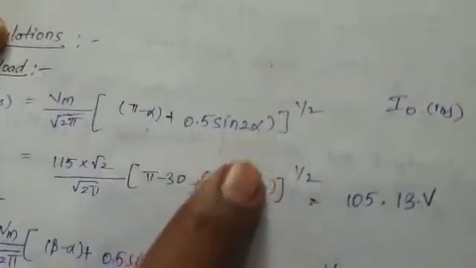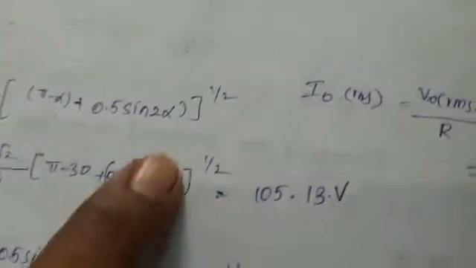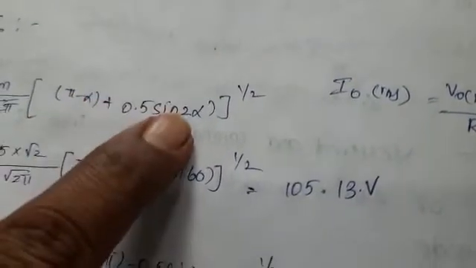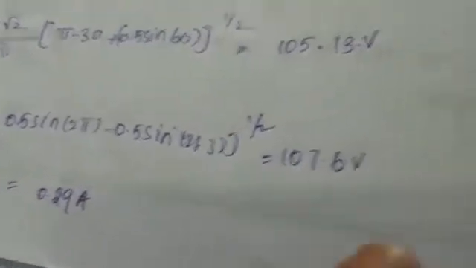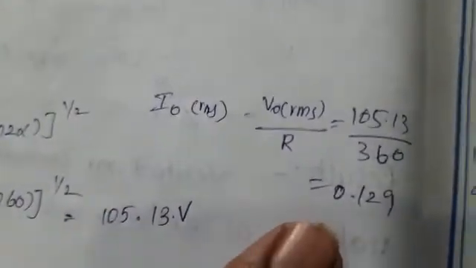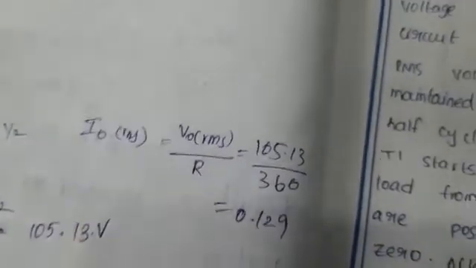So alpha is taken as 30 degrees, so 2 times alpha means 60 degrees here. Here beta minus alpha. So this is for R load. How much current I0 did you get? 0.29 for alpha equal to 30 degrees.